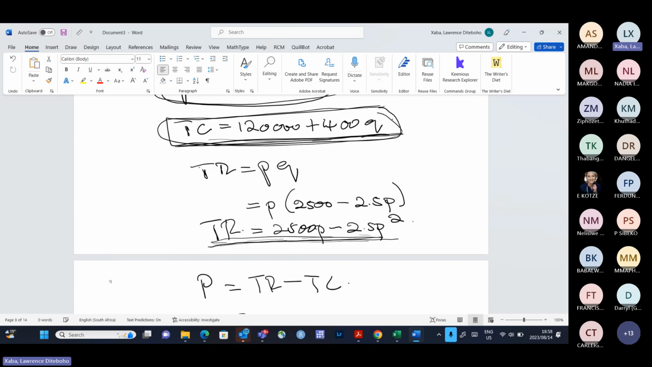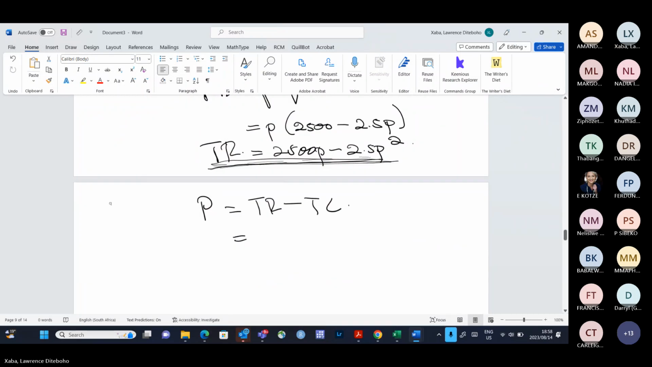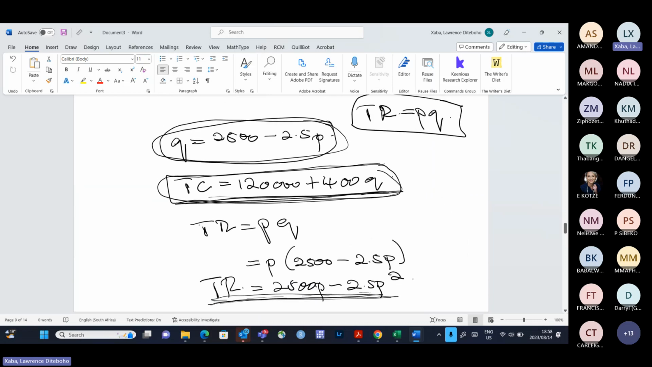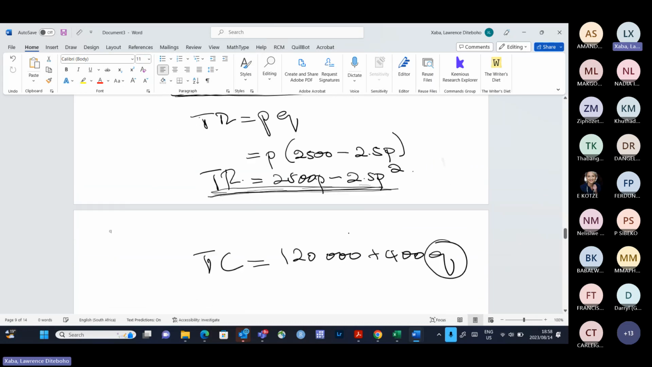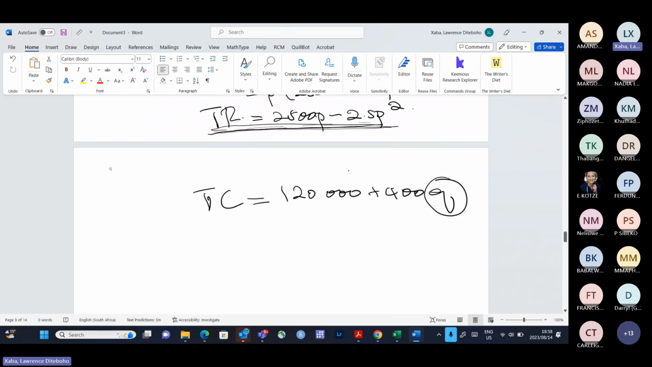We managed to come up with this quadratic function of total revenue, so we have to do the same in the case of total cost. Where we say TC equals 120,000 plus 400Q, our interest is Q. From the demand function that is given to us, where we see Q in these two equations, we substitute it with 2,500 minus 2.5p. We have done that here, so we are going to do it again here.